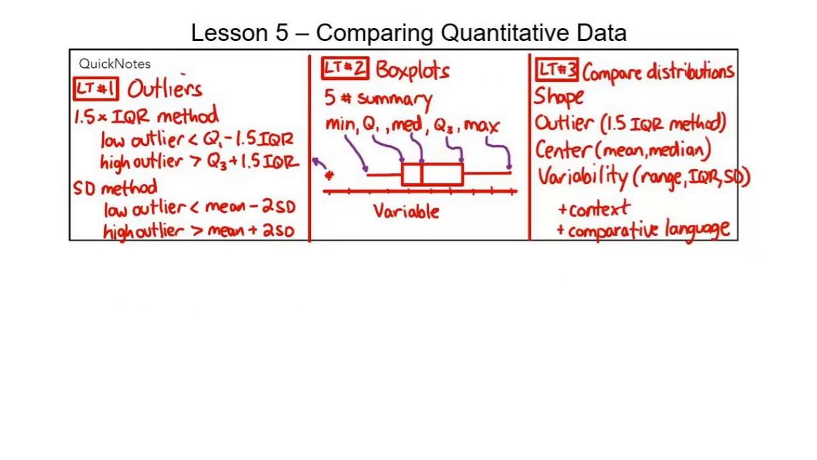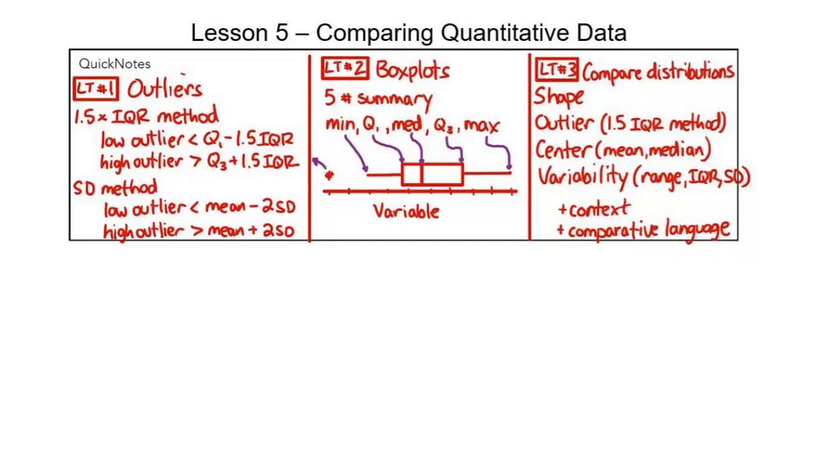There were three main learning topics for this lesson. First one was defining exactly what is and is not an outlier. The most common method is the 1.5 times IQR method. Low outliers are smaller than 1.5 IQRs from the left side of the box, or larger than 1.5 IQRs from the boxes on the other side.